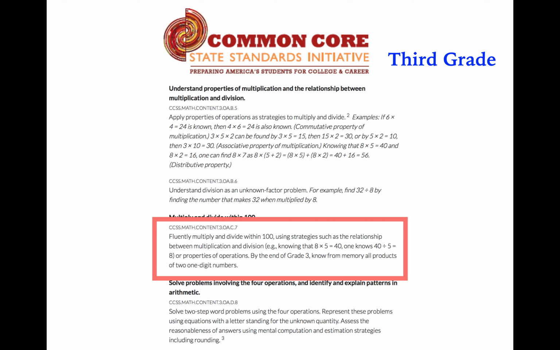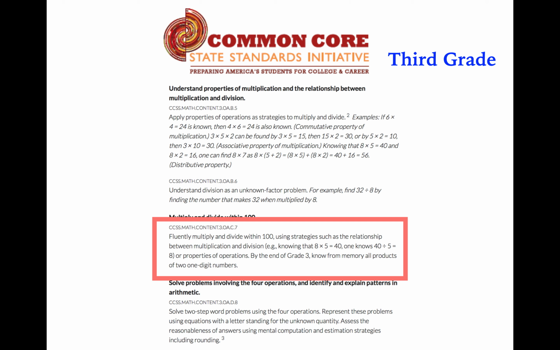Now, after strategies, by the end of third grade it says this: fluently multiply and divide within 100 using strategies such as the relationship between multiplication and division. Knowing that 8 times 5 is 40 allows one to know that 40 divided by 5 is 8. That's a multiplication strategy right there. But here's the kicker. By the end of grade 3, know from memory all products of two one-digit numbers.